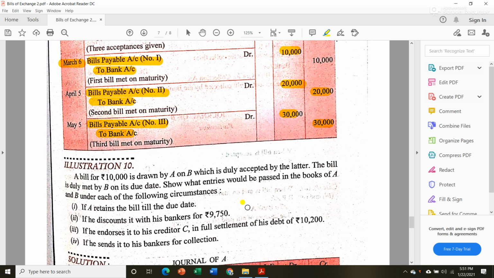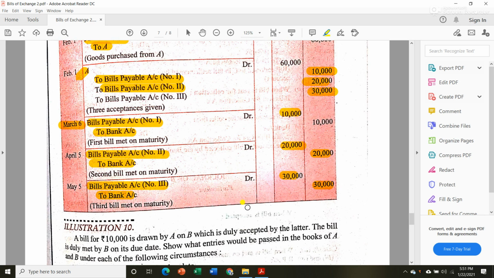Now this is how you are supposed to treat different bills. It's not like they will give only one bill in each question. Okay, sometimes they will give more than 3 bills or 4 bills like that, so you have to keep each individual bill in your mind while passing journal entries in both the parties.